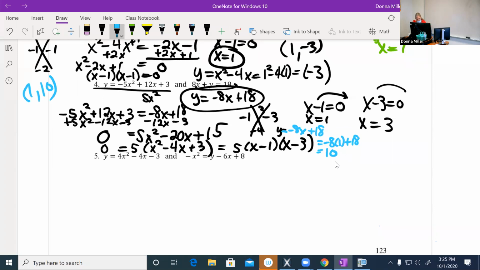If x is 3, I get negative 8 times 3 plus 18. I'm just plugging it into here. So I get negative 24 plus 18, which is negative 6. Okay, so the other point is 3, negative 6.